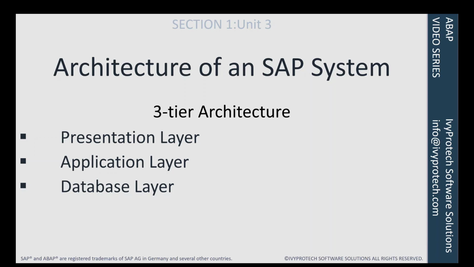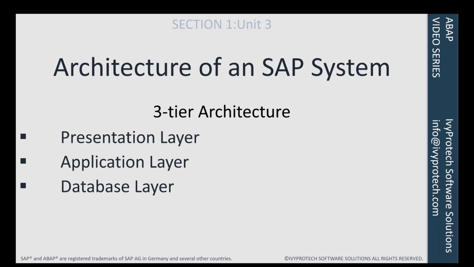What makes up these three layers? What is there in the presentation layer, what is there in the application layer, and what is there in the database layer, or what is their purpose basically. The advantage of using a three-tier architecture is that you are separating your presentation and the database, and in between you are adding a third layer.